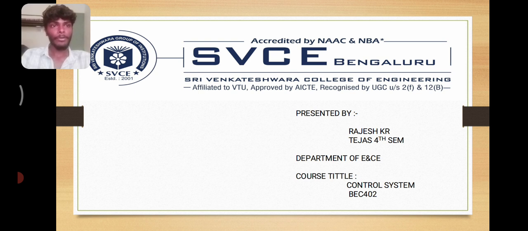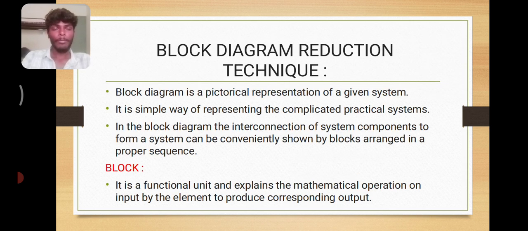Now I am here to explain about control systems: the block diagram reduction technique. A block diagram is a pictorial representation of a given system. It is a simple way of representing complicated practical systems.